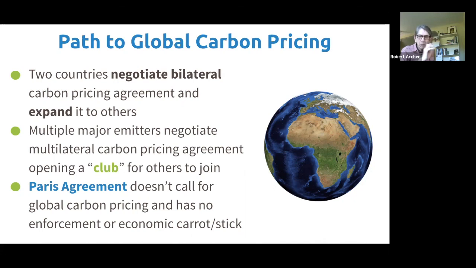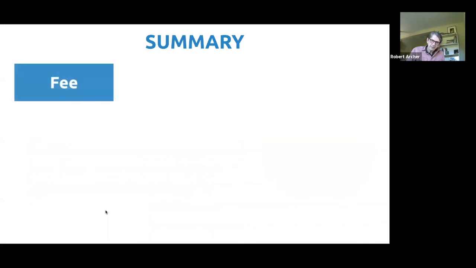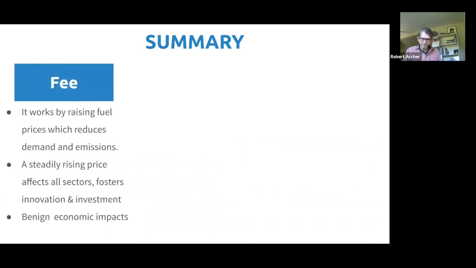The club would have a border carbon adjuster around it that incentivizes others to join. For example, the US, Canada, Europe, China, India could form a club with a border carbon adjustment that would incentivize others to join. The Paris Agreement is based on ambition, has no enforcement, and is unlikely to achieve the necessary reductions. So in summary, the fee works by raising the fuel prices, which reduces demand and emissions.